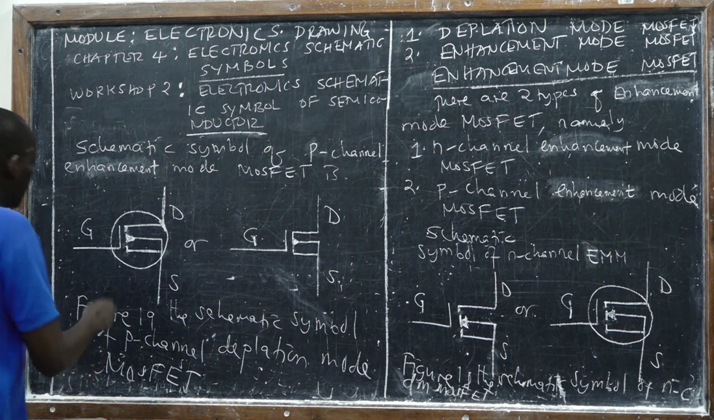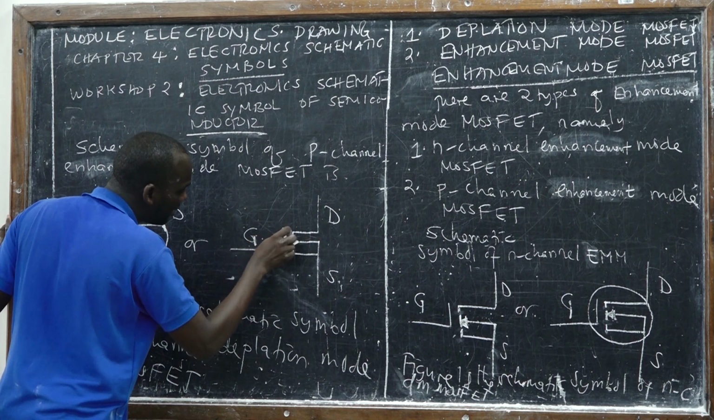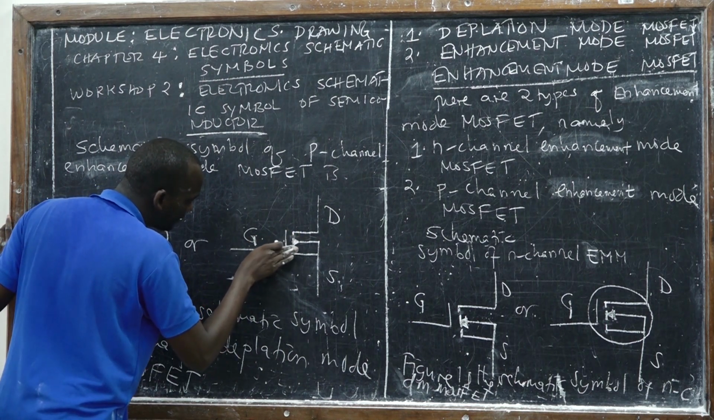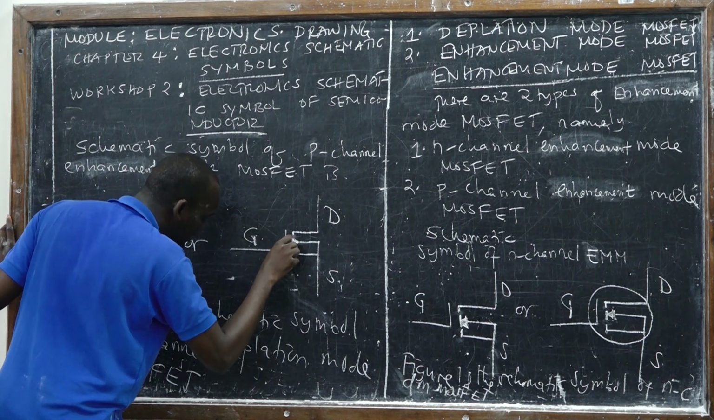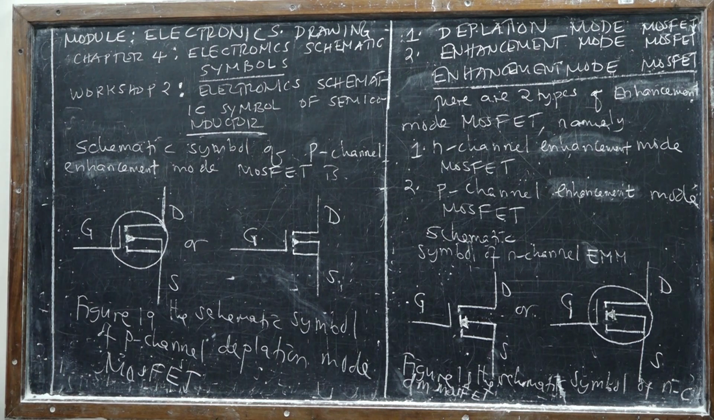And then for this one, do you see the difference? Here? Yes. Okay. One day you will deny me that this is not a P channel enhancement. Say P channel enhancement mode MOSFET. Do you look at your neighbors? What are they doing? Class: P channel enhancement mode MOSFET. Again.